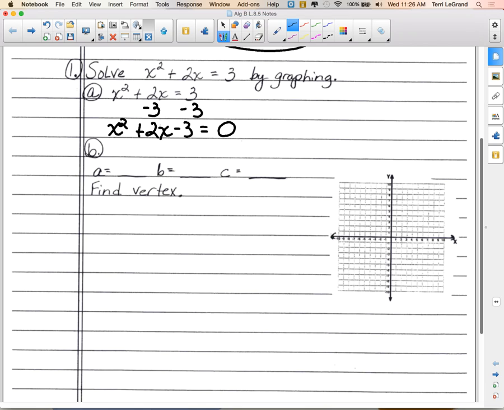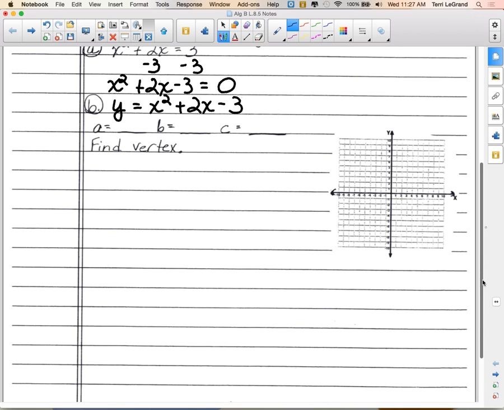So step A says get it set equal to 0, first of all, okay? Step B said now write it in the form of y equals x squared plus bx plus c. So our equation that we're going to graph is y equals x squared plus 2x minus 3. There's our equation we need to graph to help us find the solutions known as the zeros. So, to be able to do the graphing, we identify our A, B, and C. A is 1. Class, B is 2. C is -3.